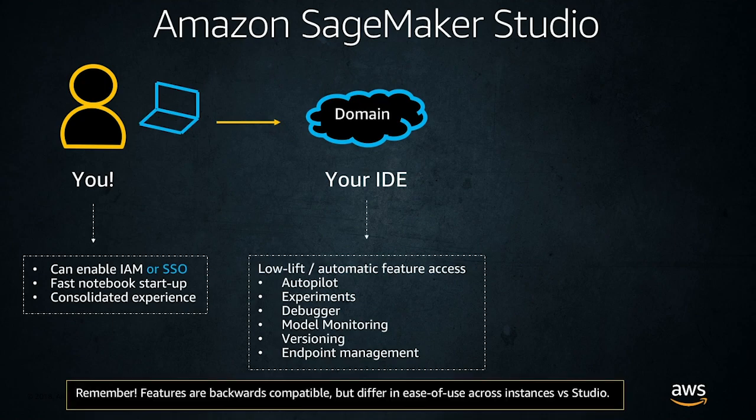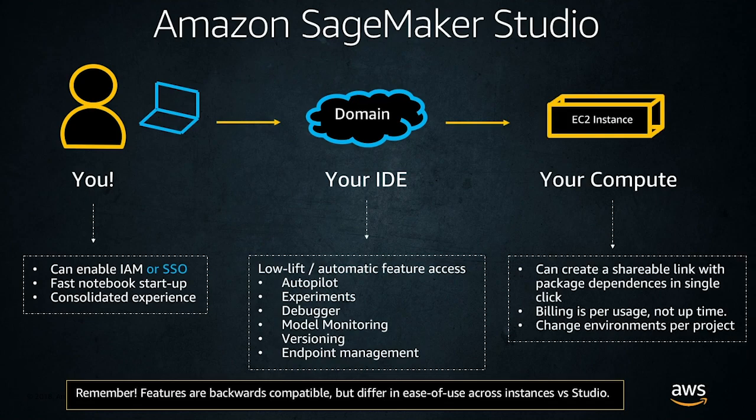In particular, the thing to remember here is that all of those features are backwards compatible, which is to say you can use normal SageMaker notebook instances and absolutely still get access to those features. It's just that using them is actually going to be easier on Studio because they're all going to be right at your fingertips. And then lastly over here, we're going to have the EC2 instances, and that's the compute that you're actually going to be leveraging.